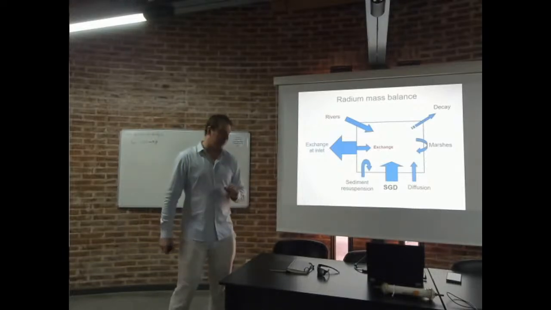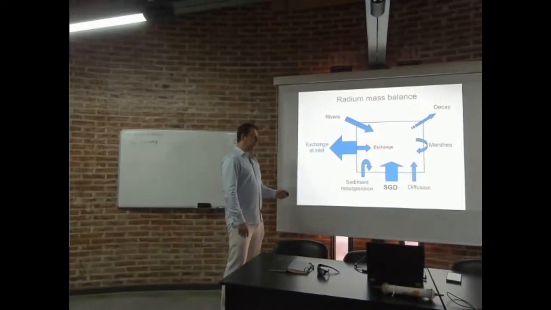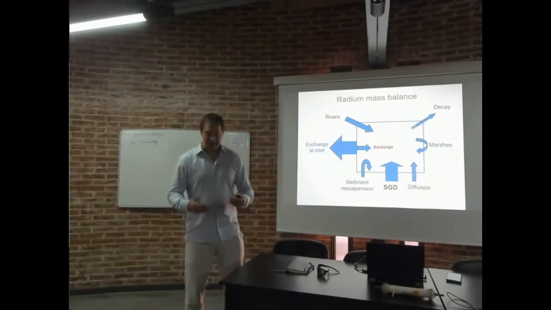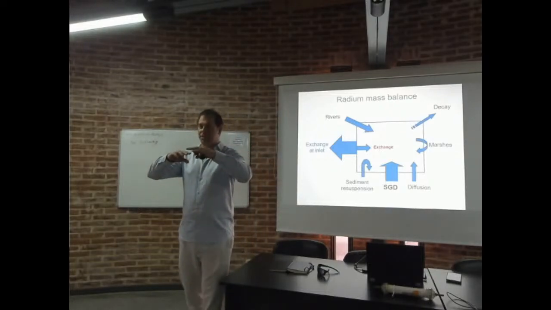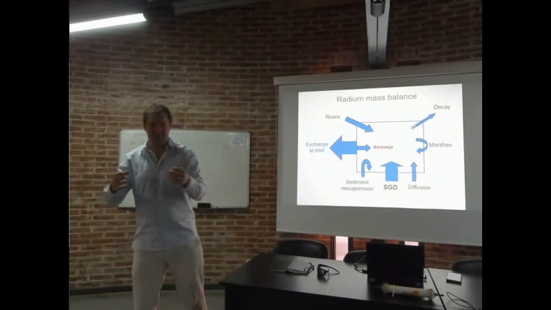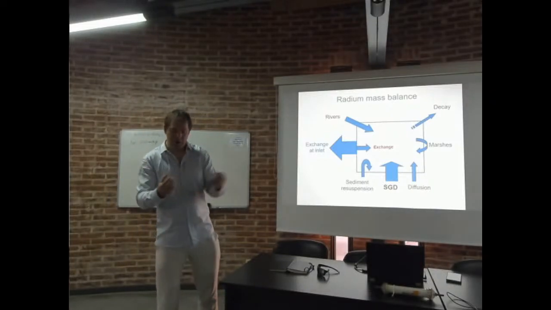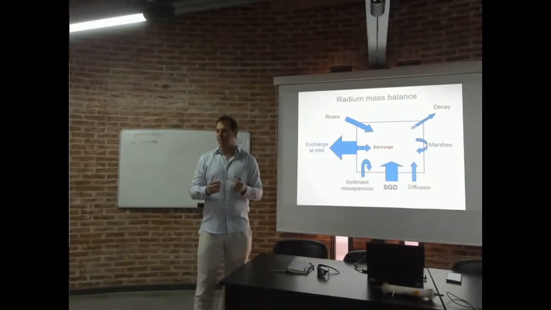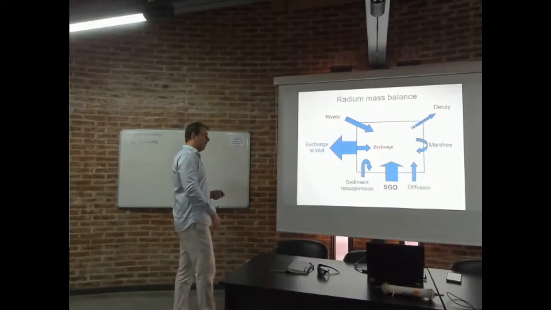It's a bit difficult, we'll talk about that. There's also diffusion of radium, meaning that there's molecular diffusion that occurs across that sediment-sea interface, where some radium, usually a very small amount, may just naturally come into the water column. We're going to talk about how we measure that in a minute.